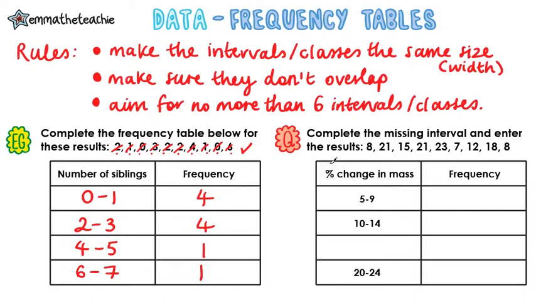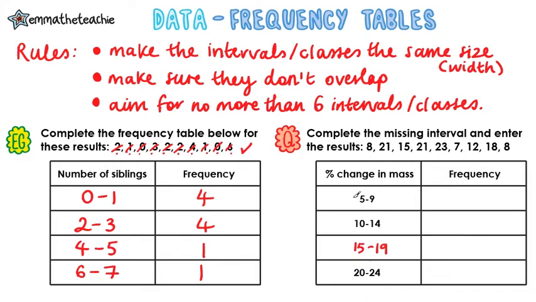Ready? Okay, so first of all, we're going to complete the missing interval. So we just choose the next number up, which is 15, and the one below 20 is 19. We can check the interval matches the rest. 15, 16, 17, 18, 19 is an interval of 5. We can see the rest of them follow that as well.